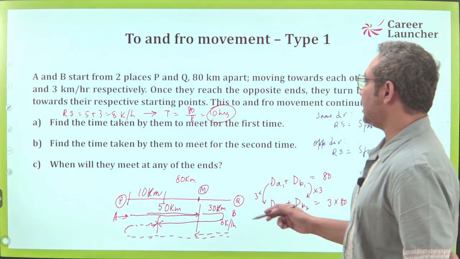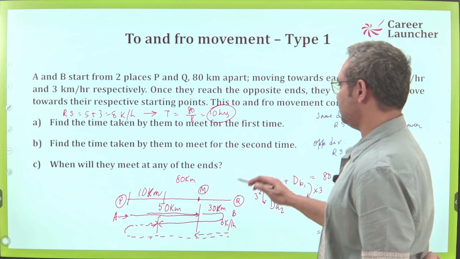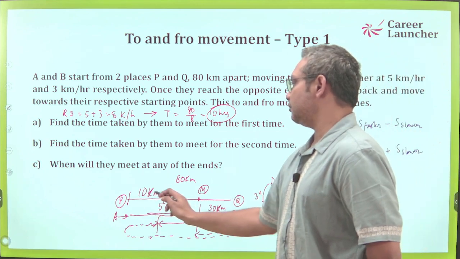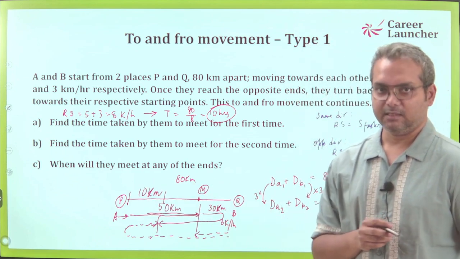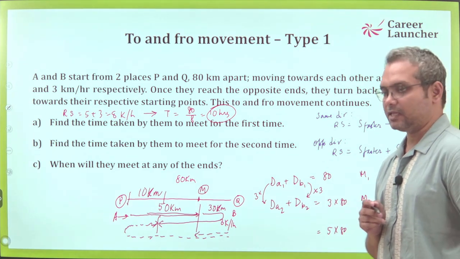So, if they had asked where they meet for the second time, that is not the question, but if they had asked, that would be 10 kilometers from the end of P. And like this we can figure out for each of the positions where the meeting will happen.